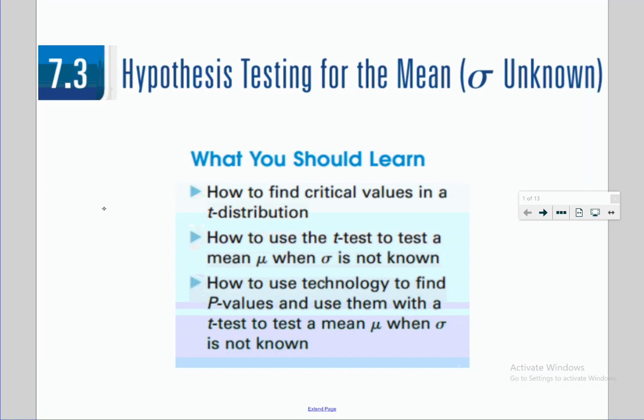You're going to see a lot of similar things from what we did in 7.2 when we were doing our Z tests for hypothesis testing. The difference now is we don't know the population standard deviation. We're only going to have a sample standard deviation.